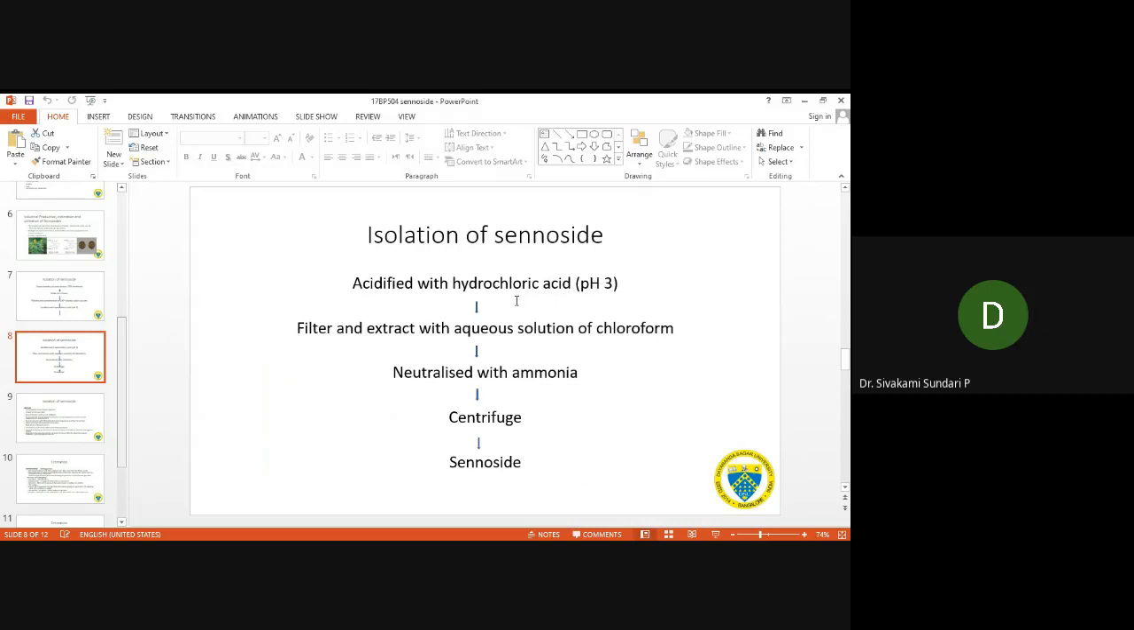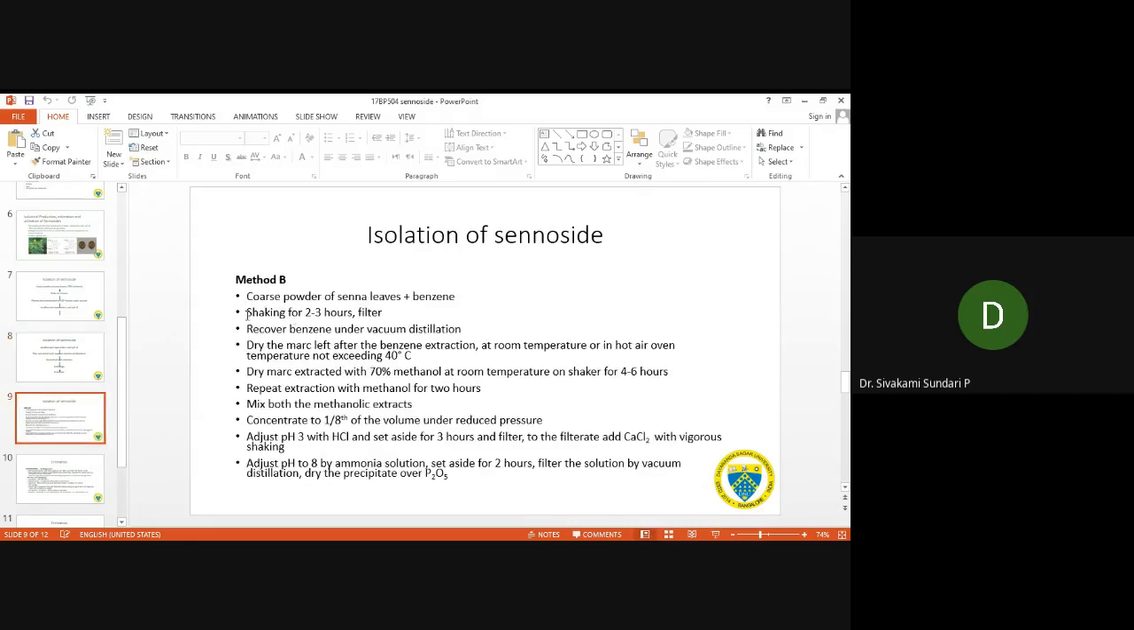We all know that the aglycan part, that is the anthraquinone, is soluble in nonpolar solvents. So we are extracting the filtrate with chloroform. Then it is neutralized with ammonia. Then it is centrifuged to get the brown colored precipitate of sennosides.